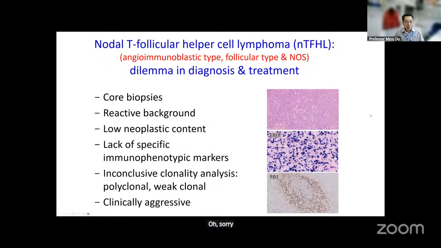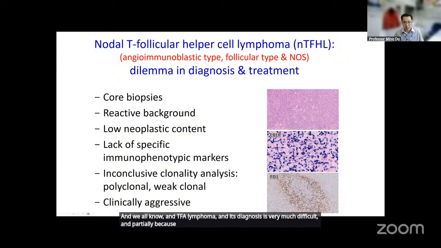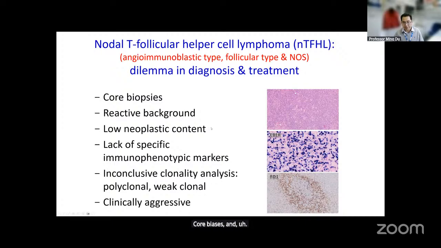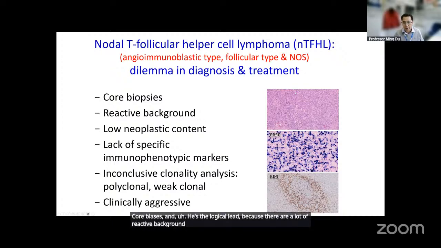Oh, sorry. So now I switch to the third part of the talk and focus on the nodal follicular helper T cell lymphomas. And again, I have some important messages to share. We all know TFH lymphoma diagnosis is very difficult, partially because very often we have core biopsies, and histologically there is a lot of reactive background due to the EBV infection, EBV-positive B cells triggering an immune response, and very often we have very low neoplastic content.